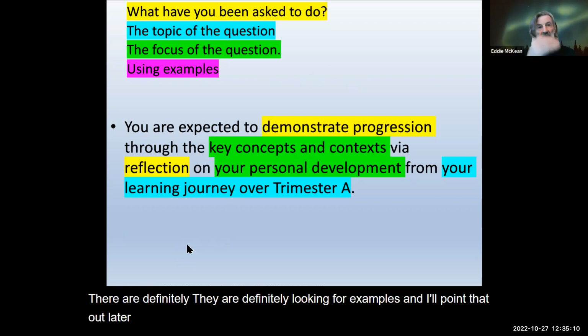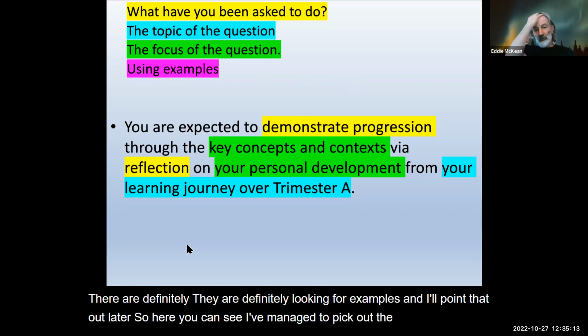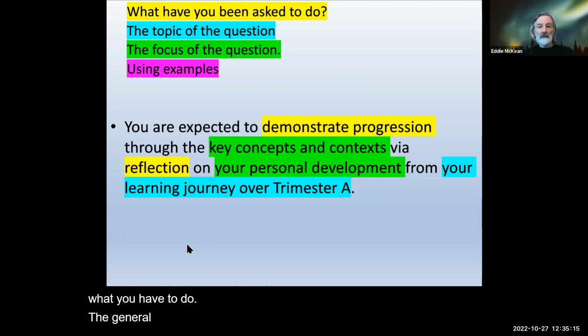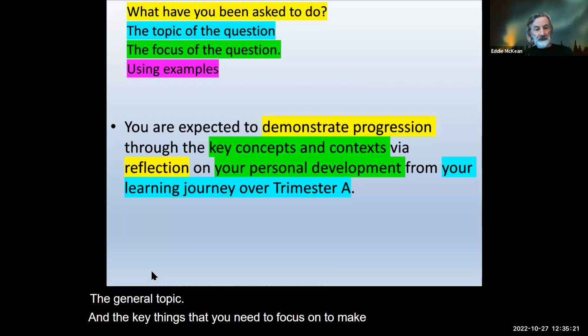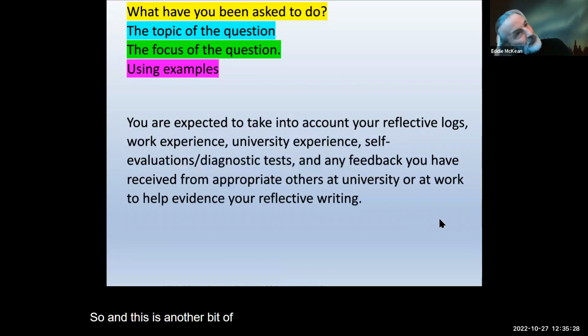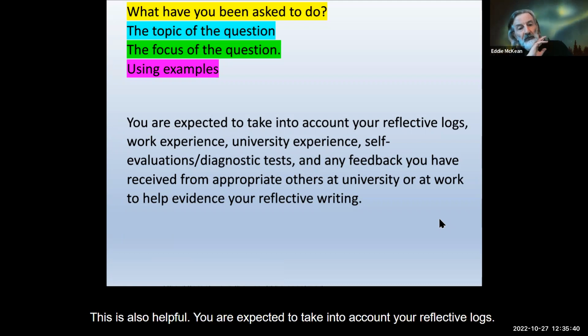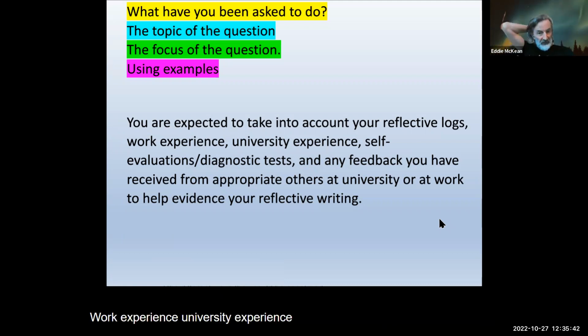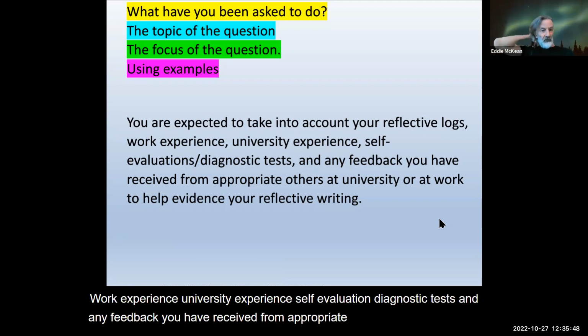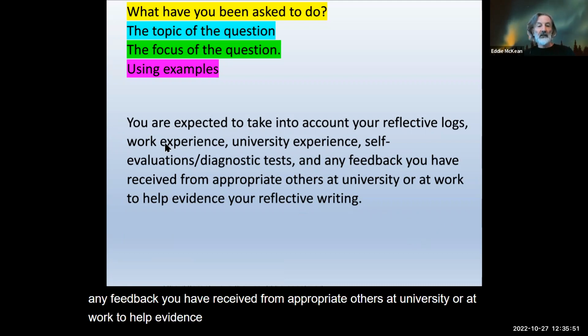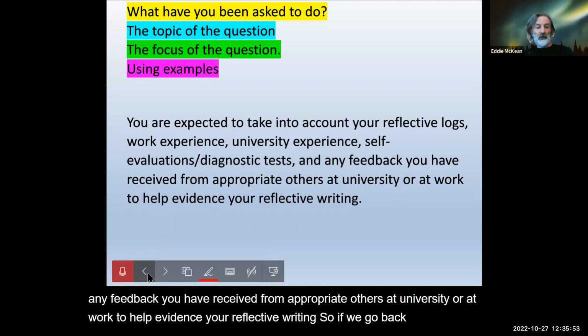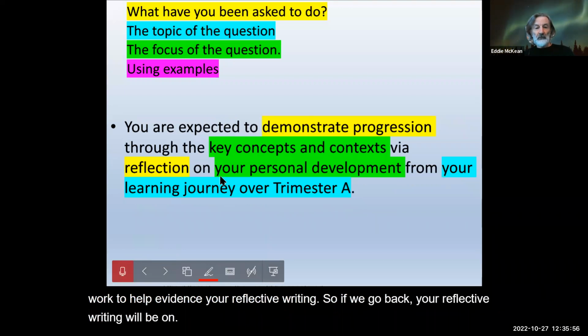So here you can see I've managed to pick out the task words about what you have to do, the general topic, and the key things that you need to focus on to make it ultra relevant. And this is another bit of the question which is also helpful. You're expected to take into account your reflective logs, work experience, university experience, self-evaluation, diagnostic tests, and any feedback you have received from appropriate others at university or at work to help evidence your reflective writing. So if we go back, your reflective writing will be on your personal development.